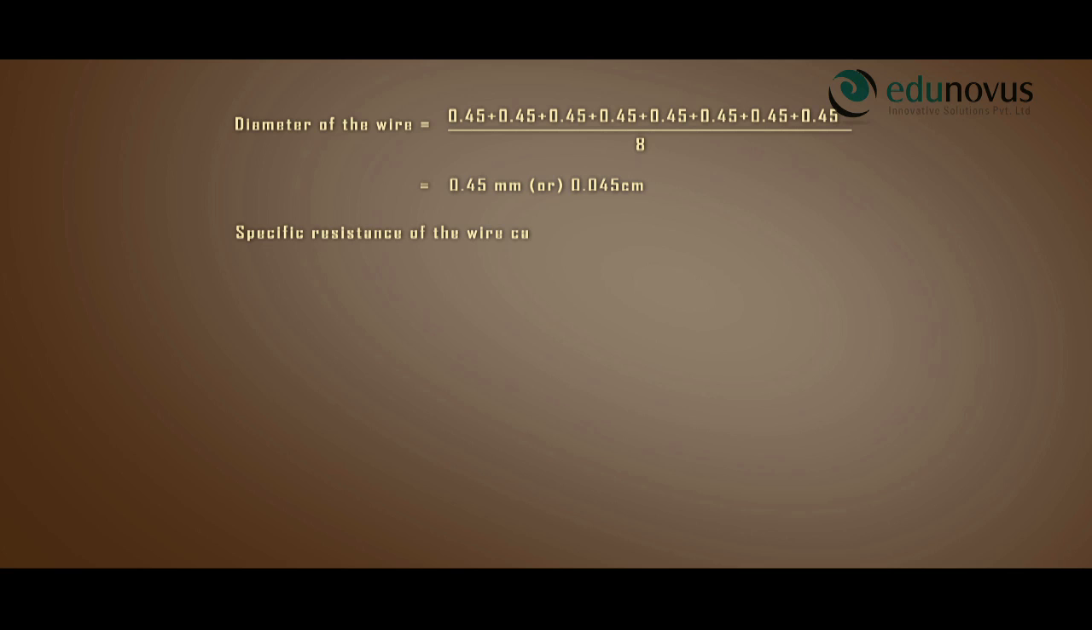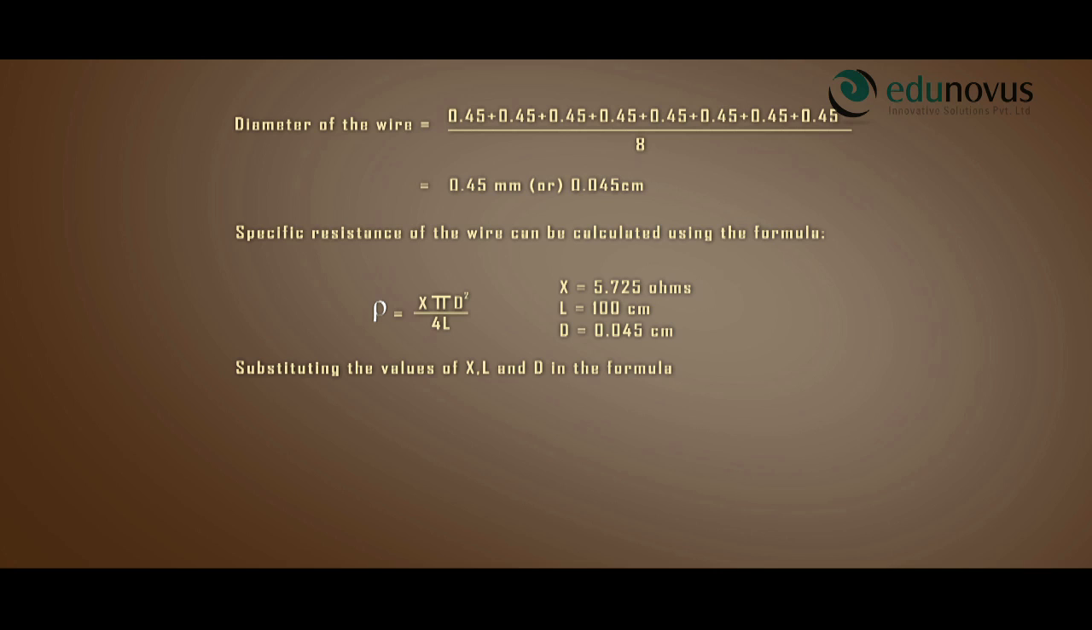Specific resistance of the wire can be calculated using the formula rho is equal to X pi d square divided by 4L. X is equal to 5.725 ohms, L is equal to 100 centimeters, D is equal to 0.045. Substituting the values of X, L and D in the formula, rho is equal to X pi d square by 4L, which is 5.725 into 3.14 into 0.045 whole square divided by 4 into 100, that is equal to 100 into 10 power minus 8 ohm meter.